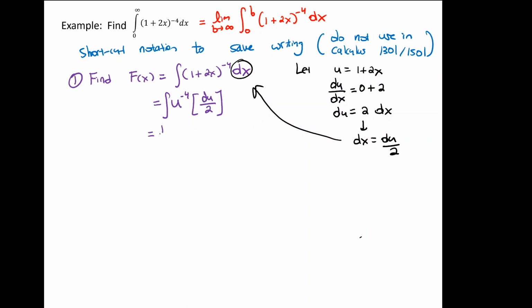I'll bring the 1/2 outside. Integral u to the negative 4 du, and we can solve this using the anti-power rule. Power goes up by 1, so u to the power of negative 3, since we're adding 1, not subtracting 1, and we divide by the new power, so negative 1/3. And then we can simplify multiplying the fractions together, 1 times 1 and 2 times negative 3. And I might as well put the negative up top. Minus 1 over 6, u to negative 3.